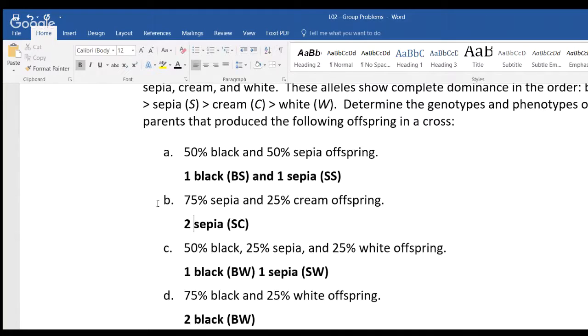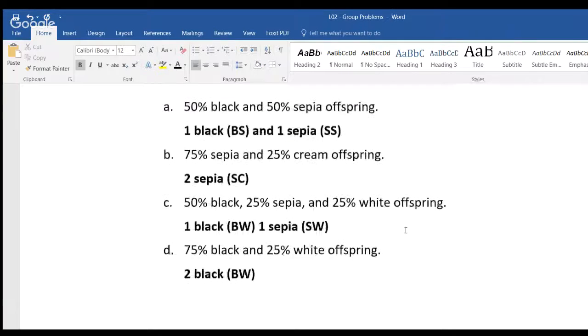For C, we have 50% black, 25% sepia, and 25% white. We know to get white, we need a homozygous pairing for the W's. And in order to get sepia, we just need it to not have black. And for black, as long as the black is present, it'll be overridden. So we have 1 black parent, which has a BW genotype, and 1 sepia parent with an SW genotype.